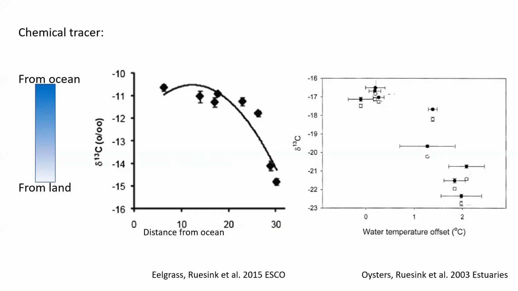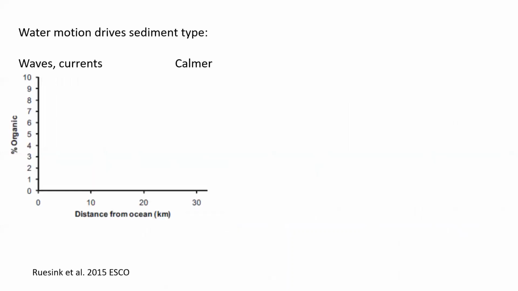So this means that if you were eating eelgrass from the mouth of the bay or eating eelgrass from close to the nasal bridge and I took a piece of your hair, I could tell which kind of eelgrass you were eating. There you go. All right, so one more thing that differs from the ocean up into the estuary is something about the sediment type.